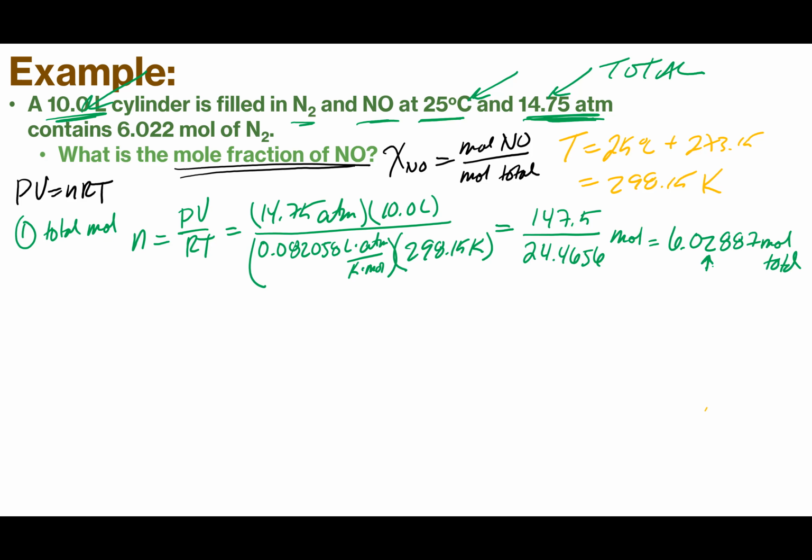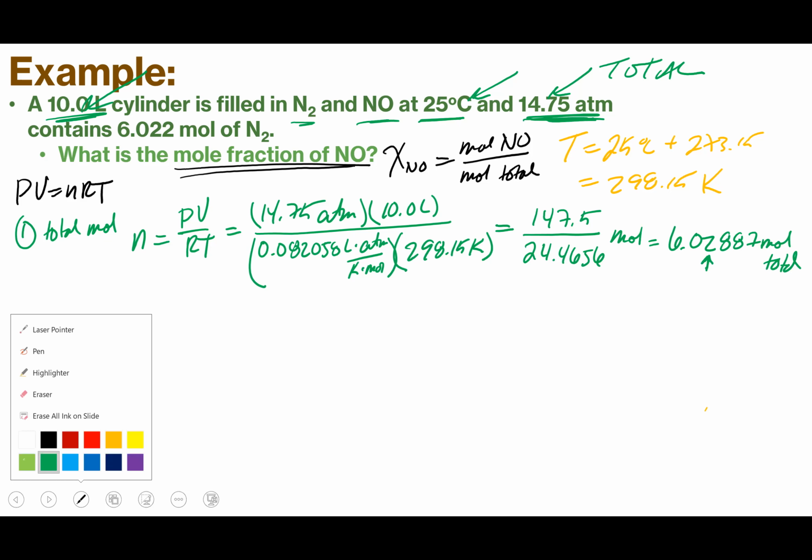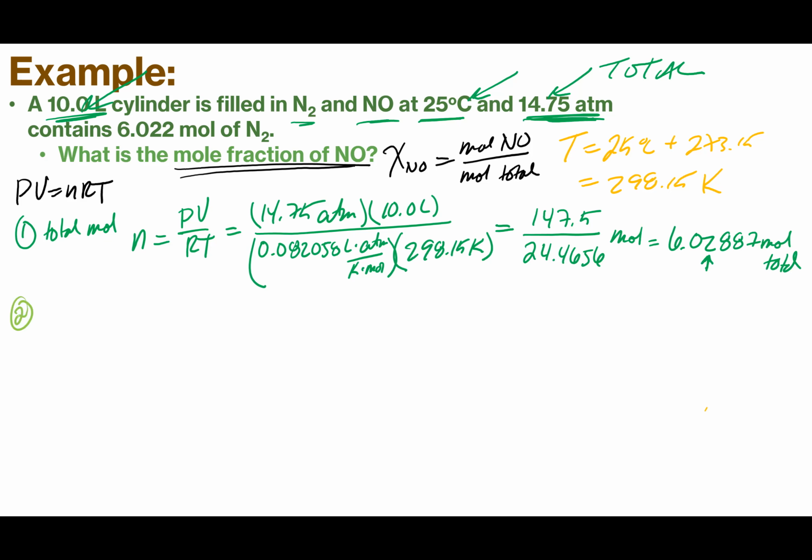Okay. All right, next step. 2. We don't need just total moles, we need moles of NO. You could come at this several ways if we wanted to. We don't have partial pressure, so it's probably going to be easier for us to do this with moles. The moles of NO should be equal to our total moles minus the moles of N2, because we were given moles of N2.